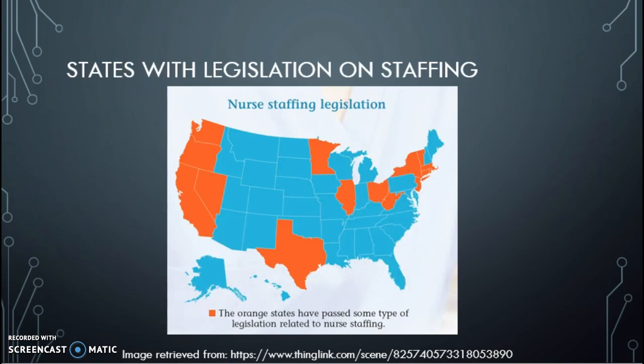So in this map of the United States, the orange states have enacted some kind of law on nursing staffing. California definitely has the most strict laws. They have a staff minimum for different levels of care, and that minimum must be met 24 hours a day. Other states have less strict regulations.